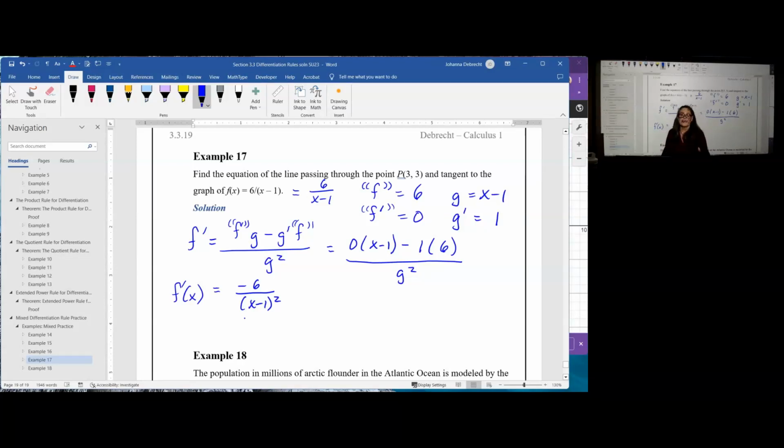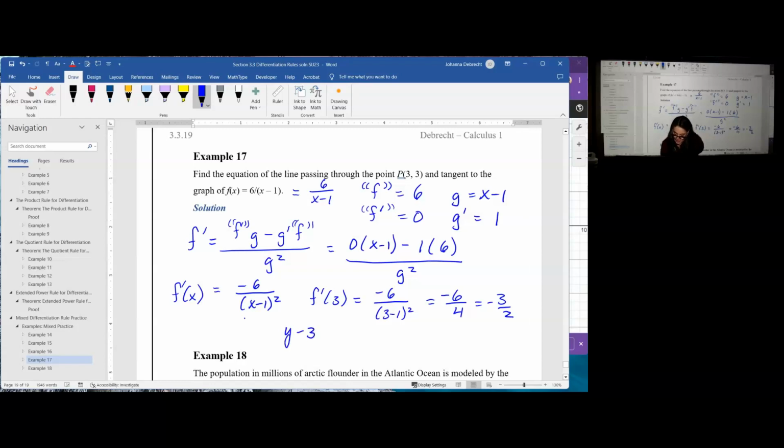Now we want to find the derivative at x equal 3. So the derivative at x equal 3 is found by substituting 3 for x, and we get negative 6 over 3 minus 1 squared, which gives us negative 6 over 2 squared, or 4, or negative 3 halves. Once we have negative 3 halves, we already have our point, and we can simply write y minus 3 equal negative 3 halves times x minus 3.